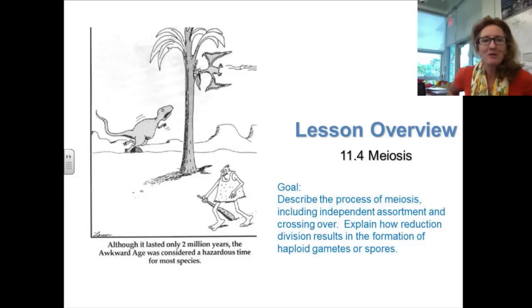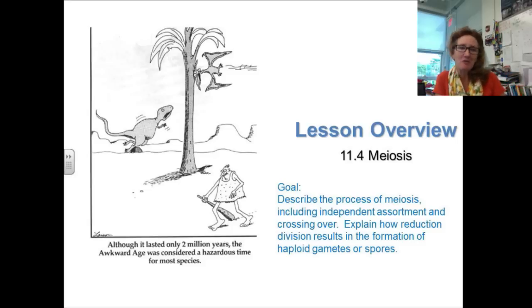Hello, and we're moving on to 11.4 meiosis. I know you've been waiting a long time for meiosis, and here it is for you. So our goal is to describe the process of meiosis, including independent assortment and crossing over, and explain how reduction division results in the formation of haploid gametes or spores.